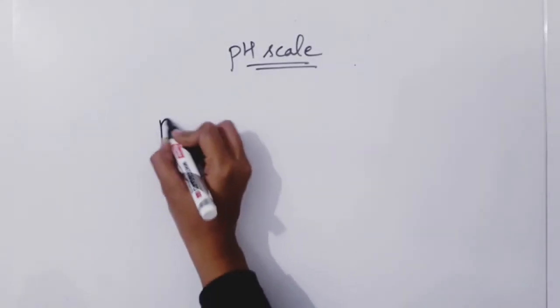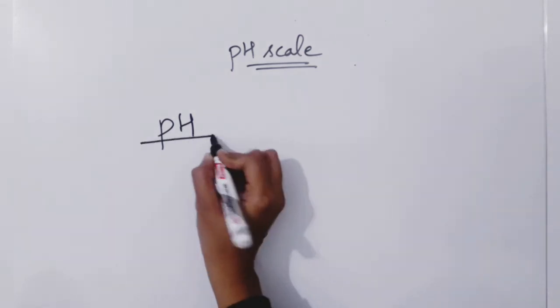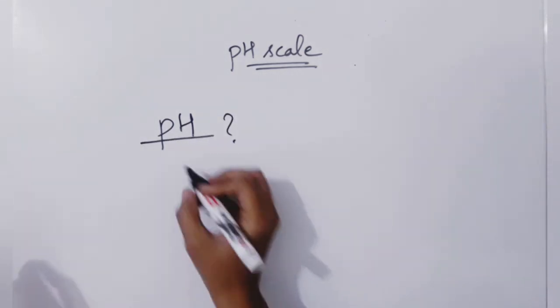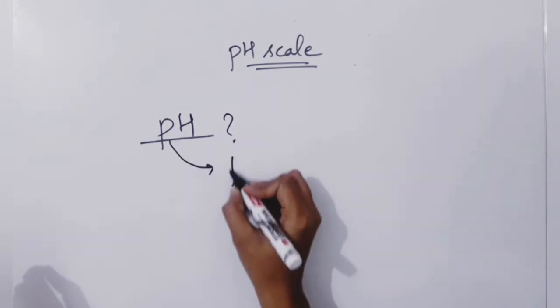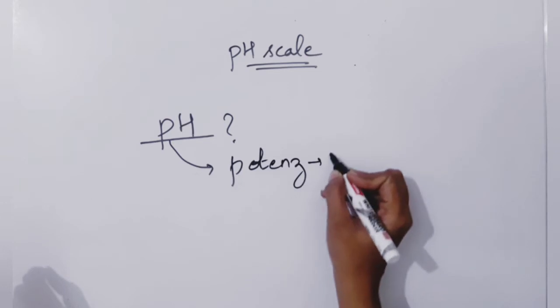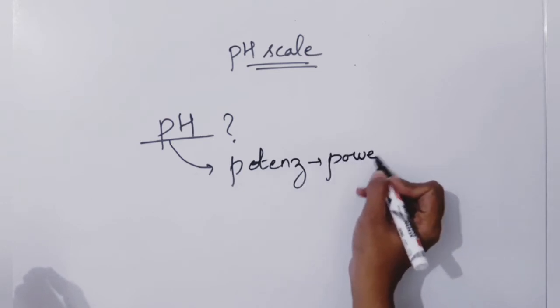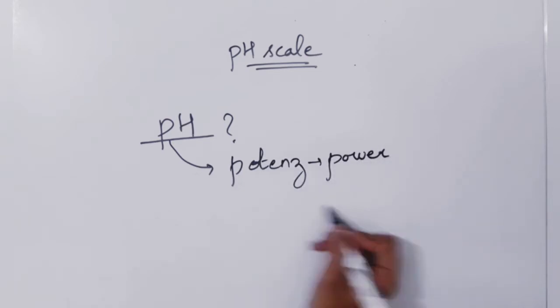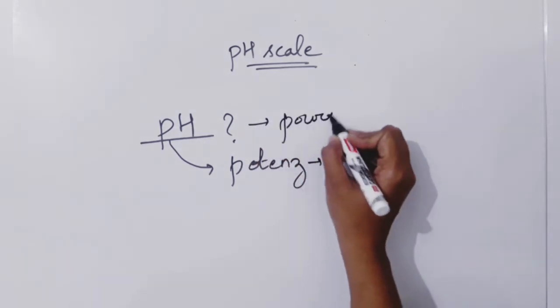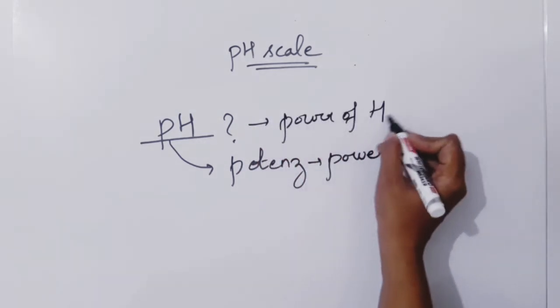Now the word pH, what is the meaning of the word pH? Now P stands for potence. It is a German word which means power, and H stands for hydrogen. So pH is referred to as the power of hydrogen.